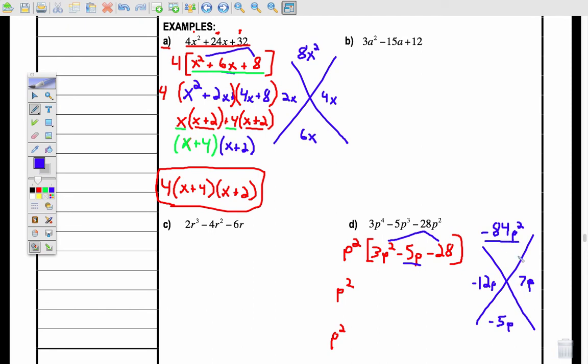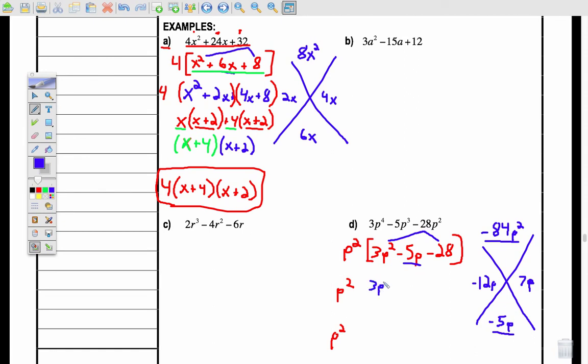The top number was negative. The bottom number is negative. So the bigger number in the middle needs to be negative. So negative 12p plus 7p gives me negative 5p. Yes, that works. Let's rewrite what we have.